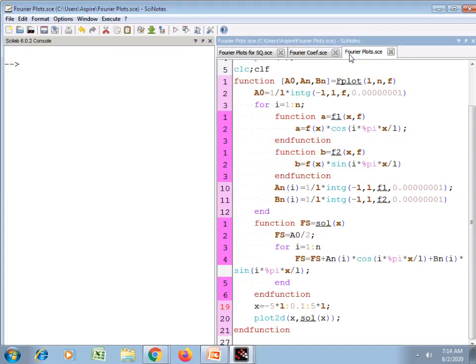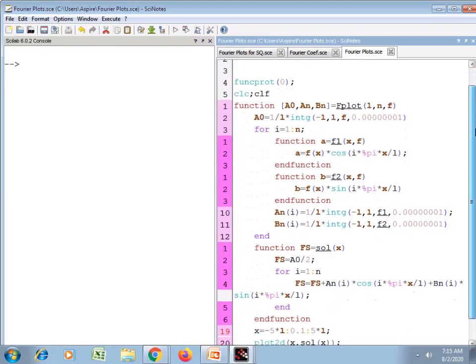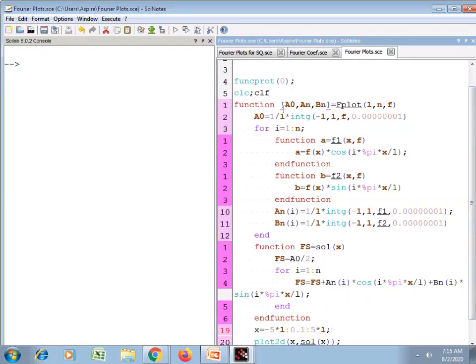Now let's see the plotting of the Fourier series. To plot the Fourier series on the graphics window, I have written the program. Here I have only changed the function f COEF to F plot because I want to plot the Fourier series. The rest of the steps I have kept similar.